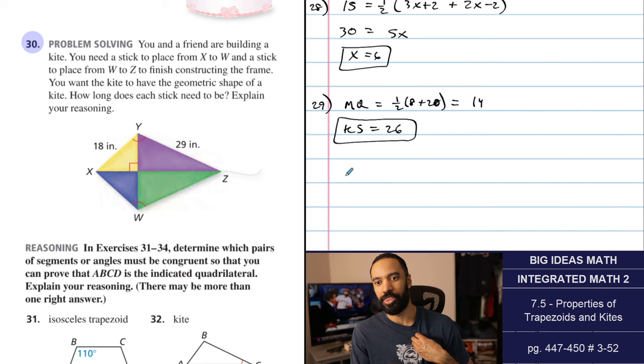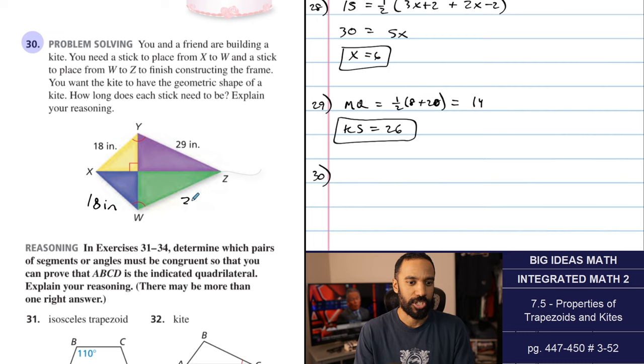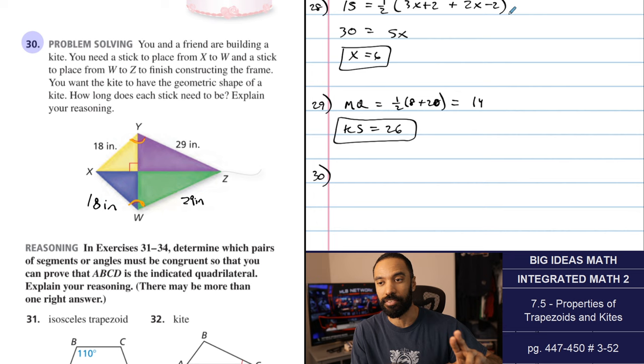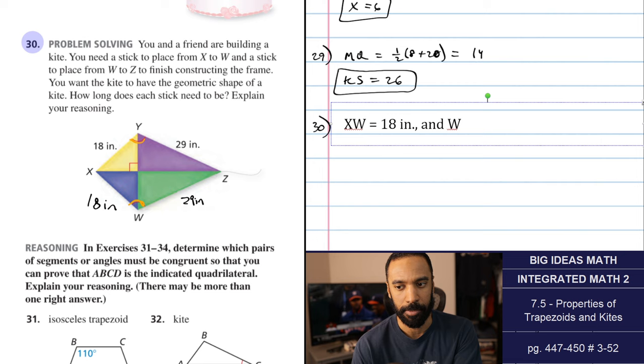I answered it. The to-scale version of what we see would tell us straight up this needs to be 18 and this needs to be 29. But more so, they also give you, and you probably can't really see it very well, that these are congruent angles here. So even if it wasn't to scale, the ones that are congruent are where you start to see the sets of opposite sides, not consecutive sides, congruent here. So XW is 18 inches and WZ would have to be 29 inches.